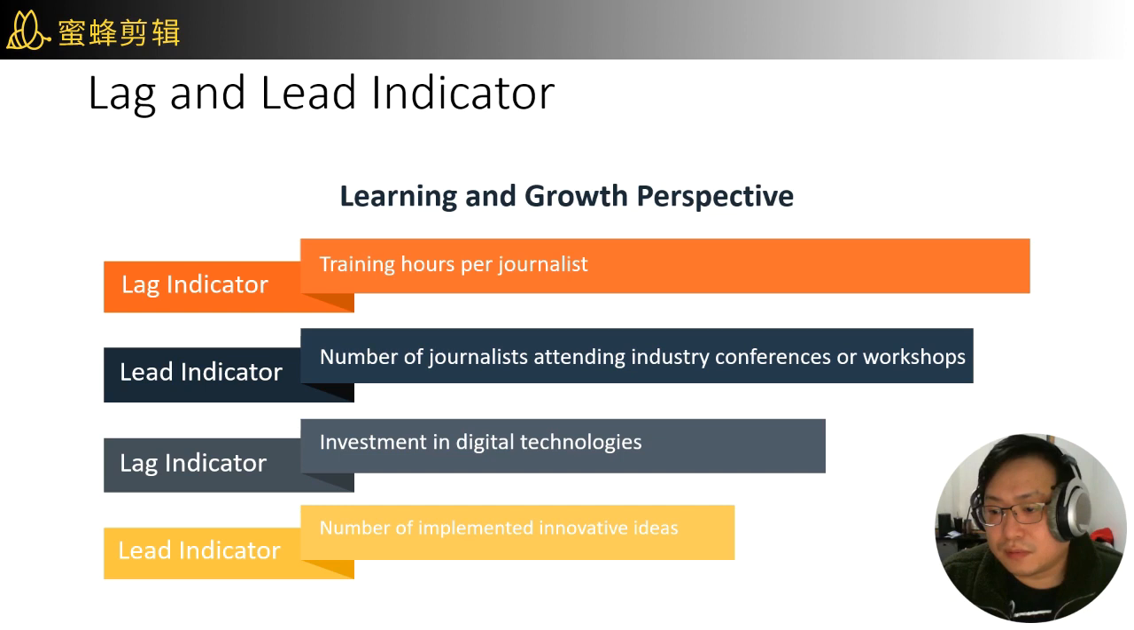Lastly, for promoting innovation and digital transformation, a lag indicator is investment in digital technology, reflecting a historical commitment to transformation. A lead indicator is the number of innovative ideas implemented, demonstrating progress in fostering an innovative culture and driving digital transformation.